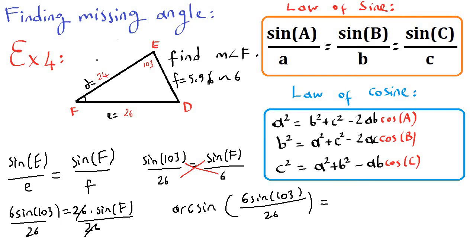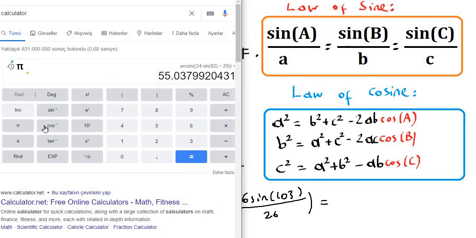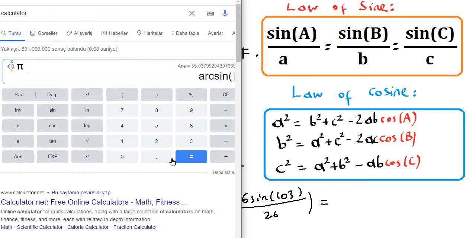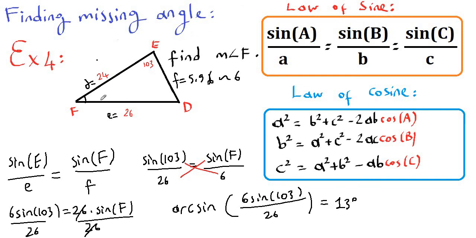So let's check our calculator. So we're going to click on inverse operation. We're going to click on arcsine, and 6 times sine of 103 divided by 26. And it's in degree mode, so the closest angle is 13 degrees. So our angle F is 13 degrees. And if you're looking for angle D, then you use triangle interior angle sum. So these three angles add up to 180. So angle D is 180 minus 103 plus 13.